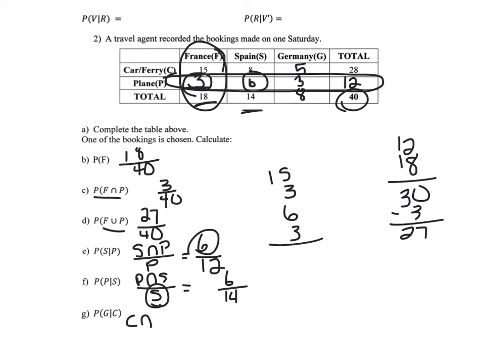So then this one is G, Germany, and take a car, over how many people take a car. So Germany and car, that's 5. Over how many people take a car? Well, that's a total of 28.